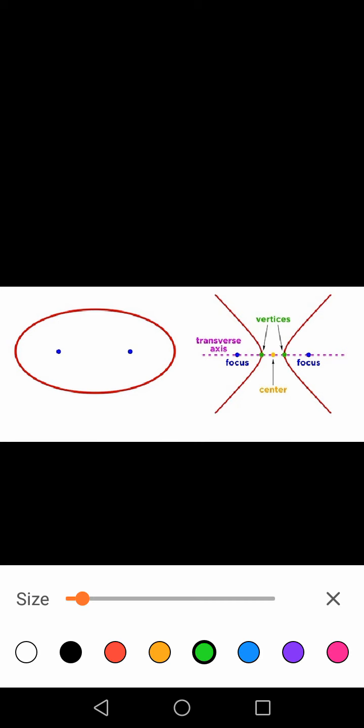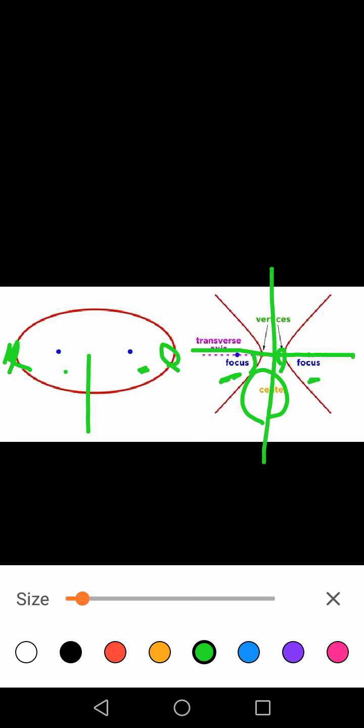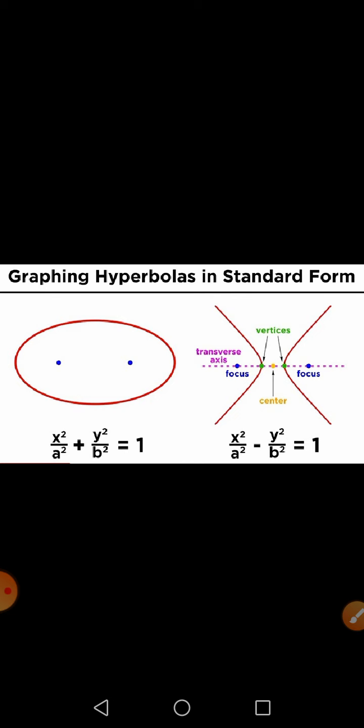Here, I have two vertices, this one and this one. The center is here. The foci are here. I have something called the transverse axis and its conjugate axis. So this is the data: center, foci, vertices, and transverse axis. What about the equations?